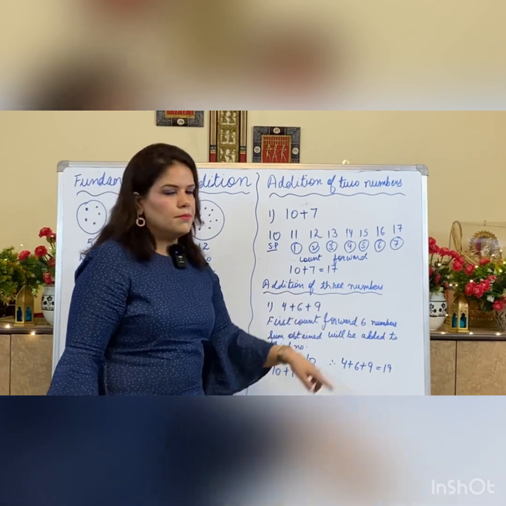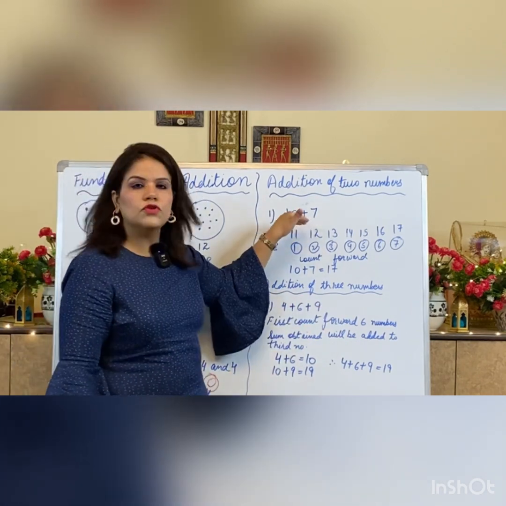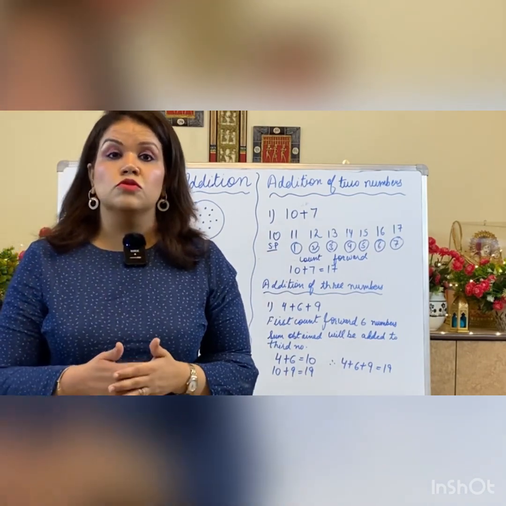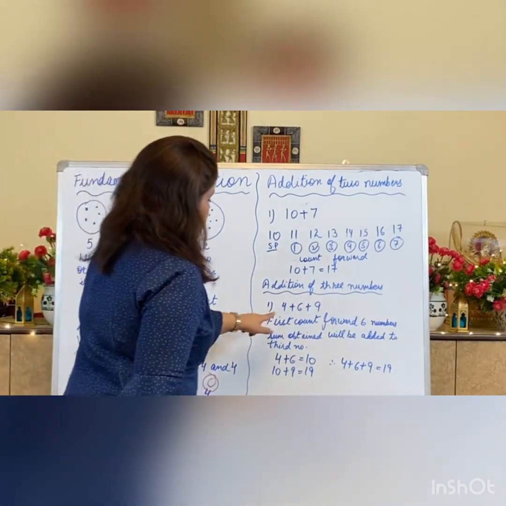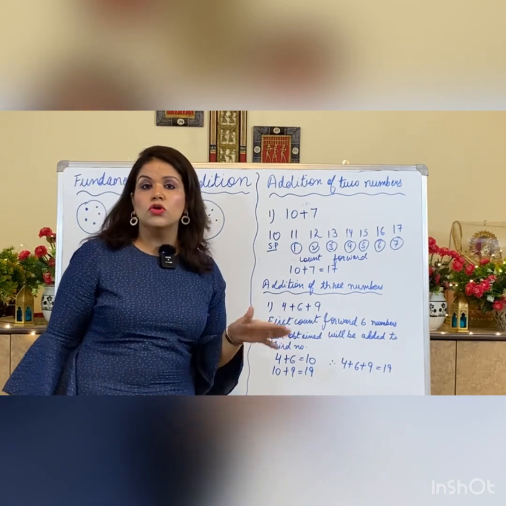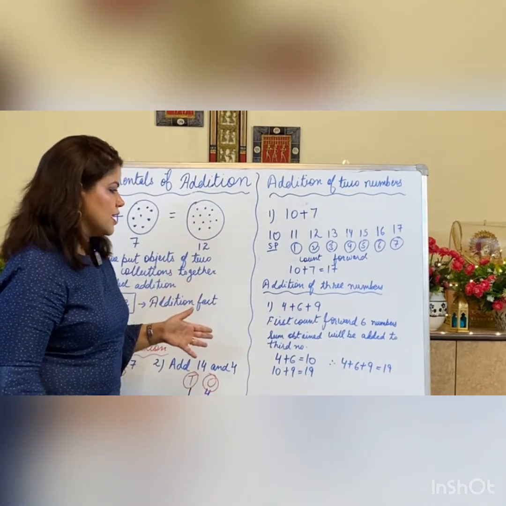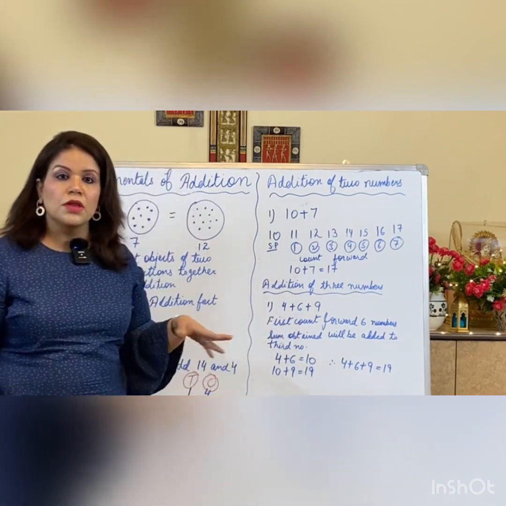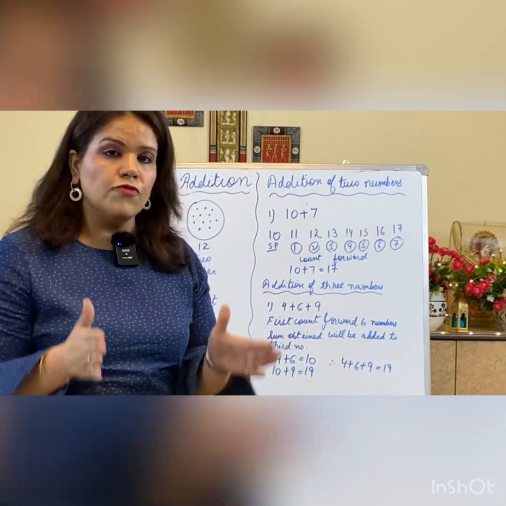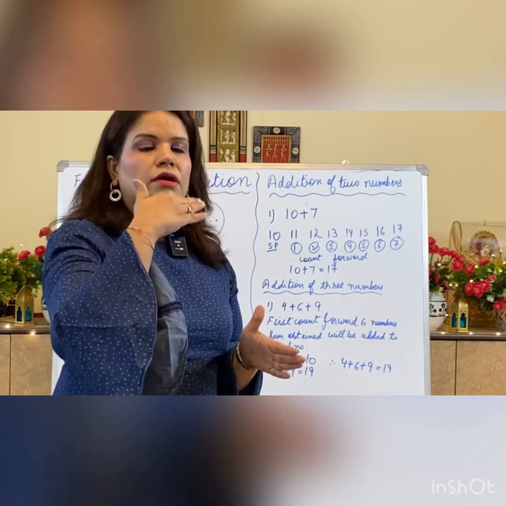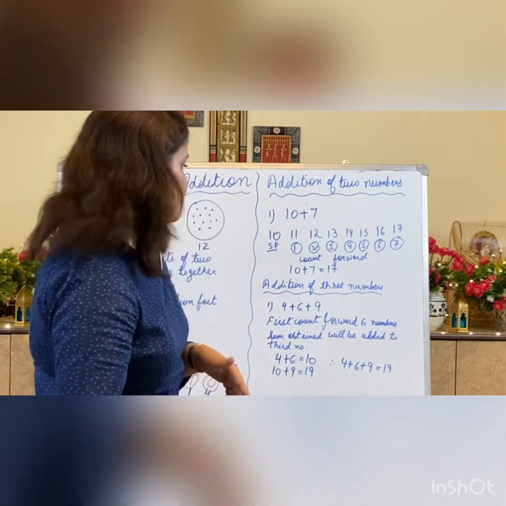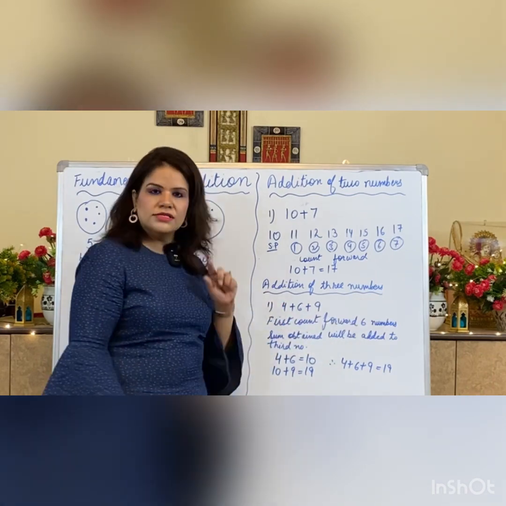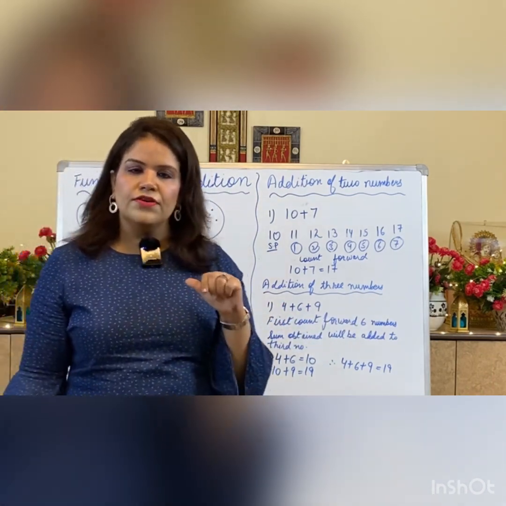Addition of 3 numbers. Addition of 2 numbers is simple, but when we have to add 3 numbers, students mostly get confused, for example 4 plus 6 plus 9. How to add this? In this case, first you will add the first two numbers. Whatever is the sum of the first 2 numbers, that we will add to the third number. So first count forward 6 numbers. Now 4 is in my mind. First you will raise 6 fingers.